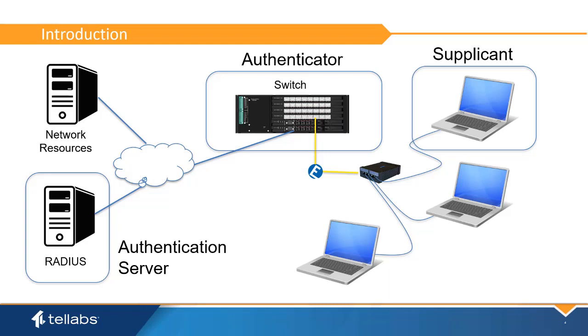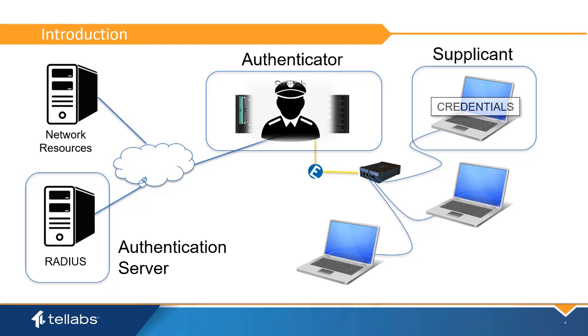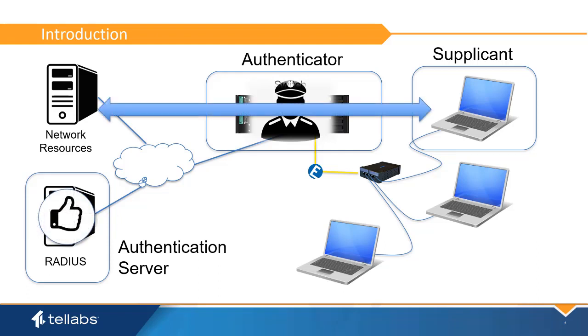The authenticator acts like a security guard to protect networks. The supplicant is not allowed access through the authenticator to the protected side of the network until the supplicant's identity has been validated and authorized. With 802.1x port-based authentication, the supplicant provides credentials such as username, password, or digital certificate to the authenticator, and the authenticator forwards the credentials to the authentication server for verification. If the authentication server determines the credentials are valid, the supplicant is allowed access to resources located on protected sides of the network.